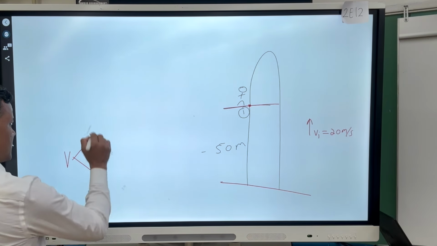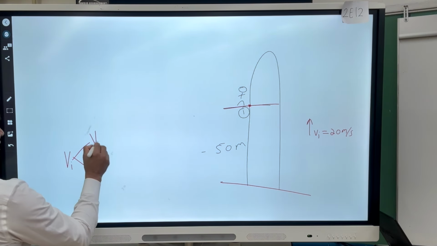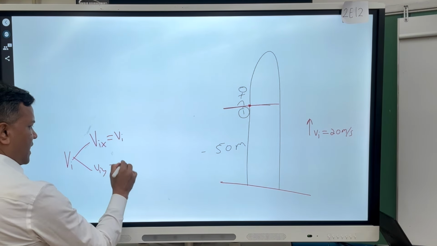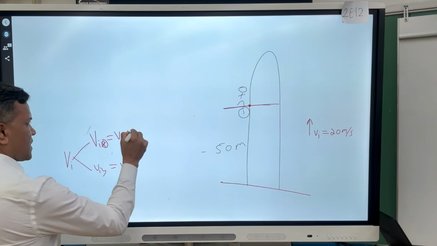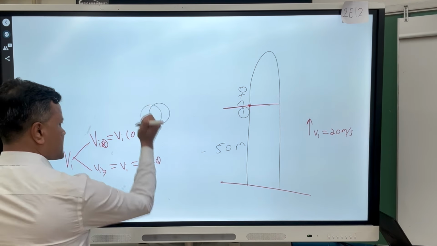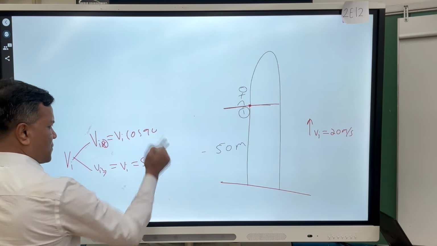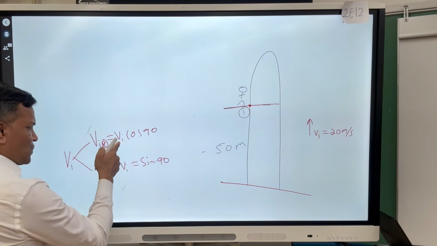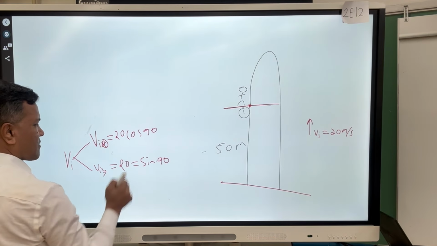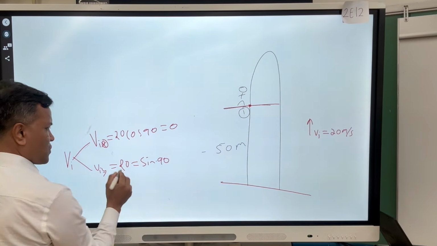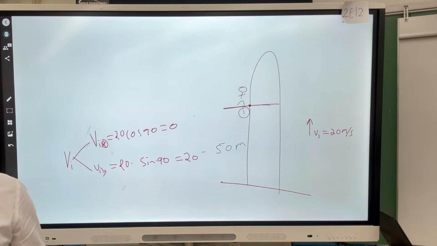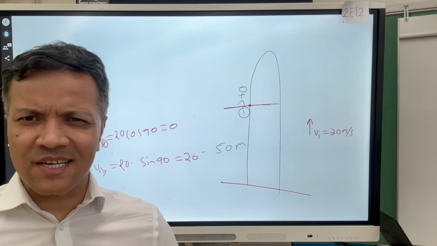To do velocity, initial velocity, vix, viy. Then you can write vi. How can you write x? Well, cosine theta. How can you write y? Well, sine theta. What is theta? Of course, 90 degrees. So, what is vi? I gave you 20. Okay, so 20 cosine 90 is 0. 20 sine 90 is 20. So all the velocity is in the y direction, no velocity in the x direction.